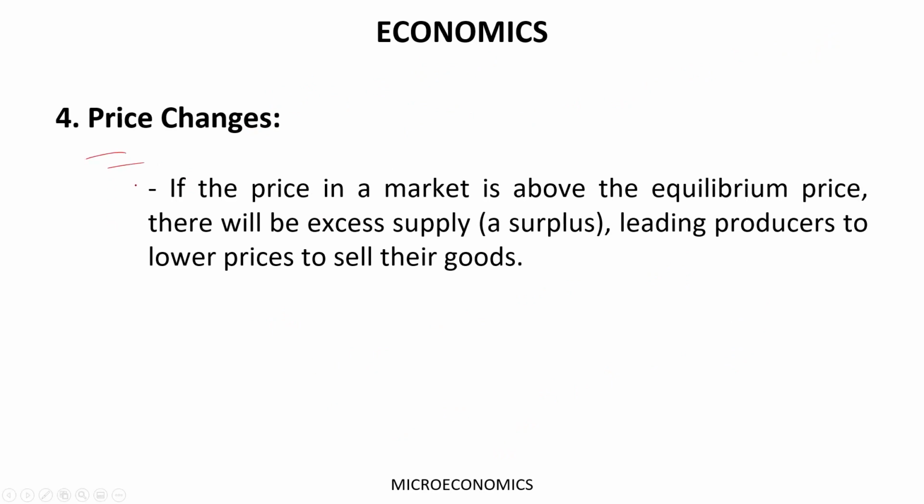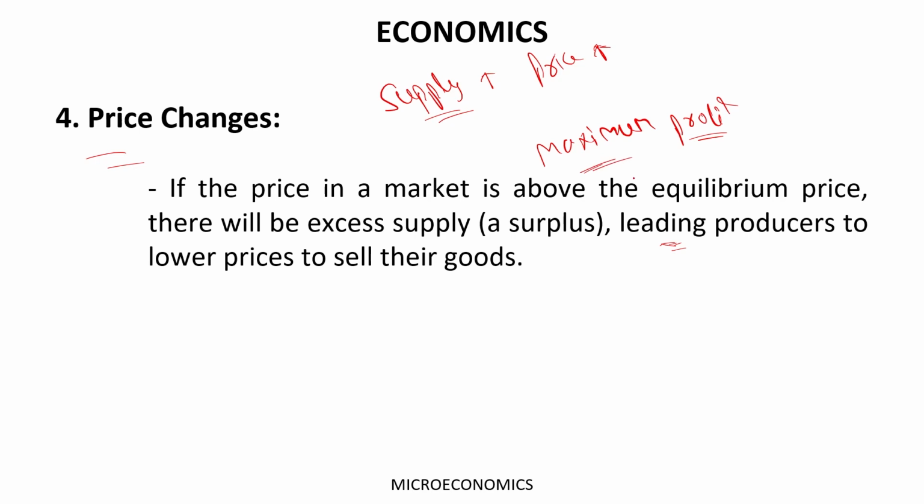Now we have the price changes. If the price in a market is above the equilibrium price, there will be an excess supply, because I have told you supply rises when price rises. Okay. So whenever the prices go up, automatically the supply will go up because producers will try to sell more and more so that they could earn maximum profit. Got it?